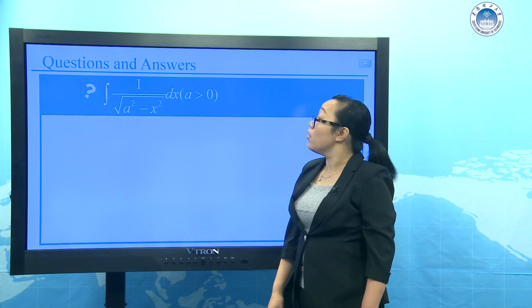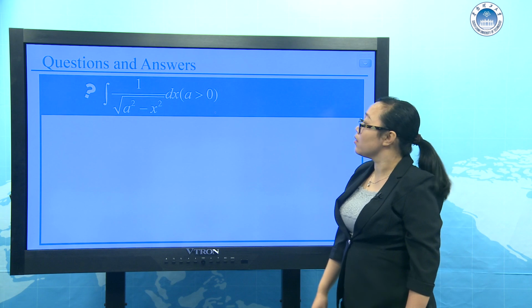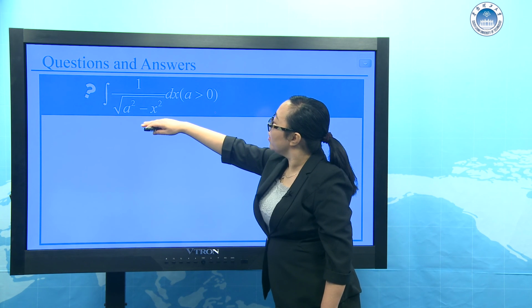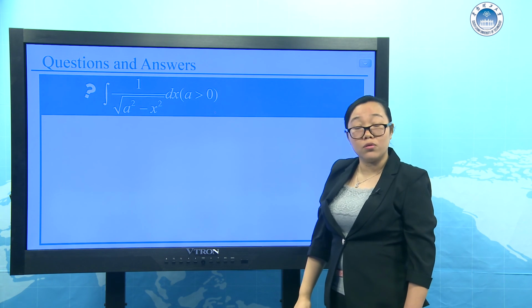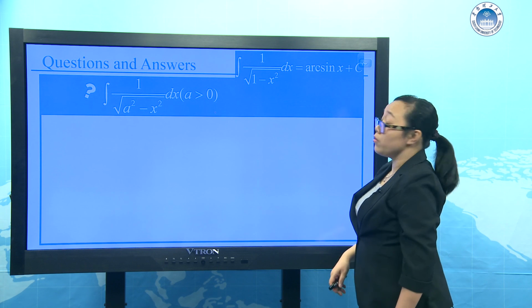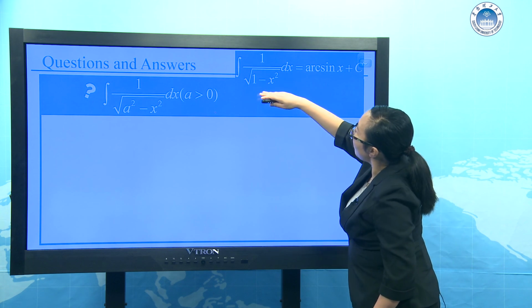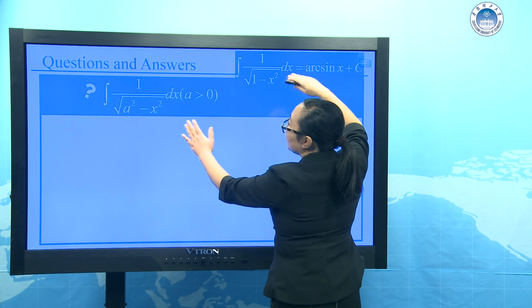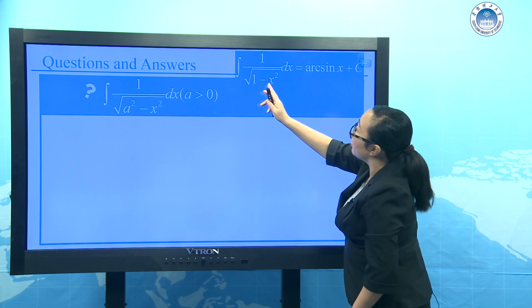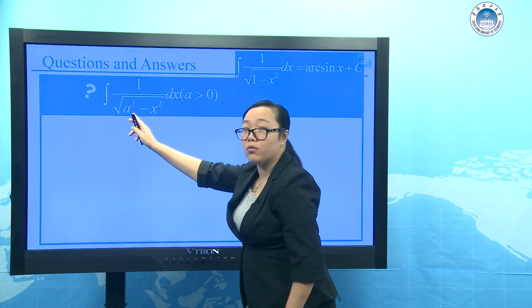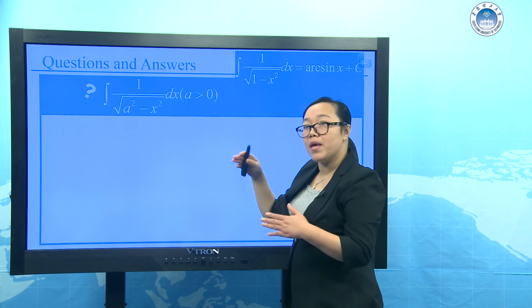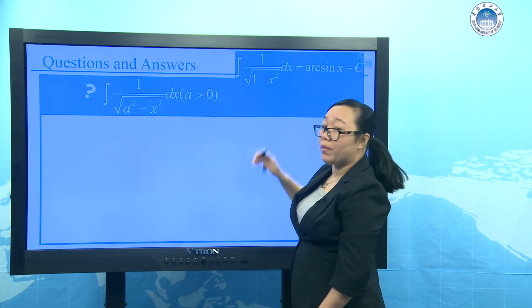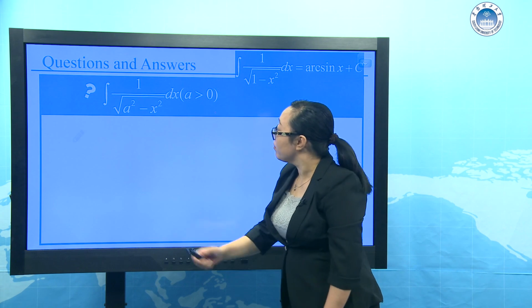So now look at the following question. Try to find the indefinite integral. How to do? Do you remember the basic formula? The integral of dx over square root of 1 minus x squared is known to equal arc sin x plus c. What is different between the two formulas? Here is 1, but here is a squared. So you try to make a squared become 1. This is our idea.